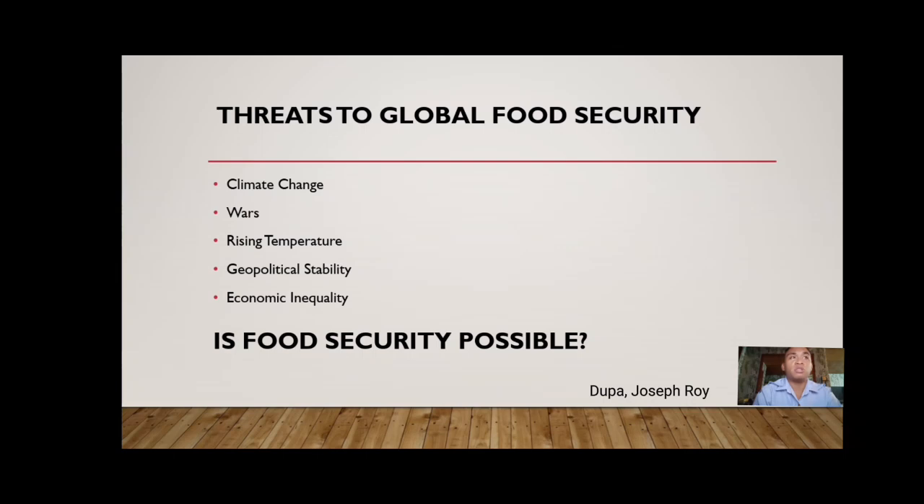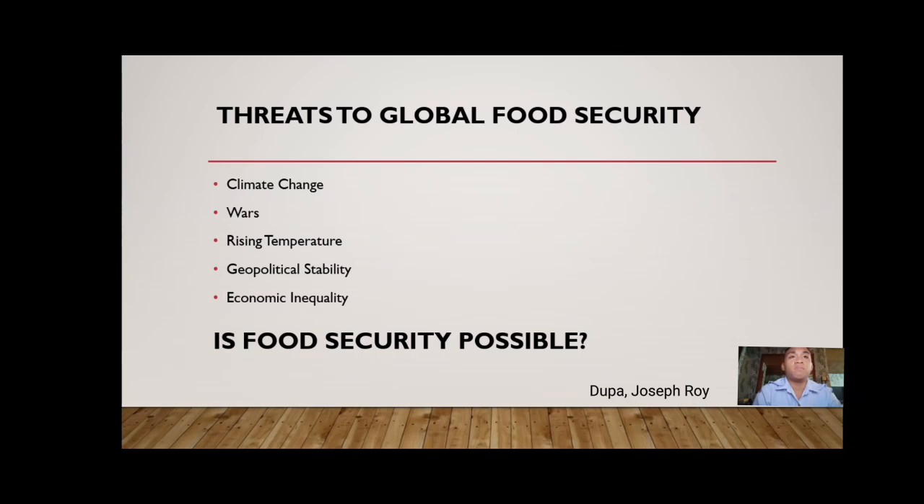Another major threat is geopolitical instability. Wars, trade disruptions, and sanctions can impede food distribution and access, creating shortages in certain regions. Economic inequality also plays a critical role, as many populations, especially in developing countries, lack the financial resources to access food even if it is available.